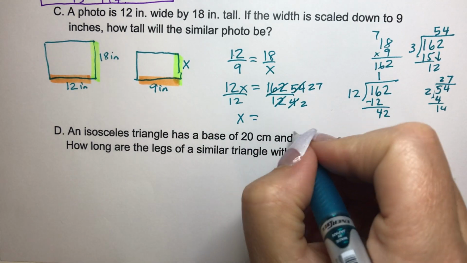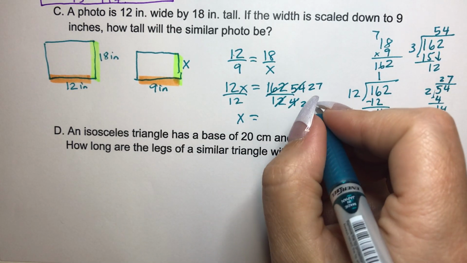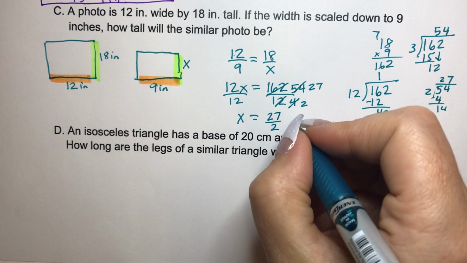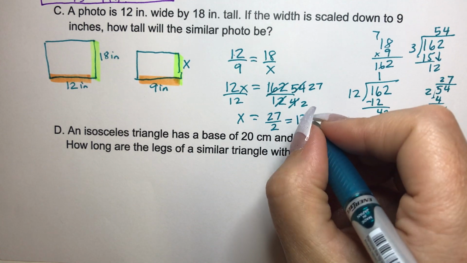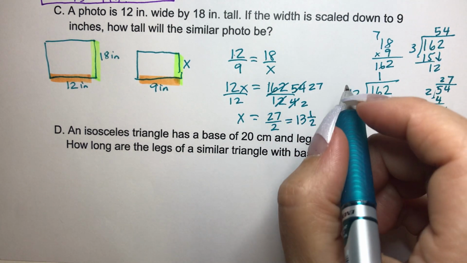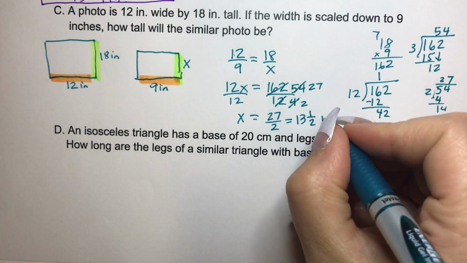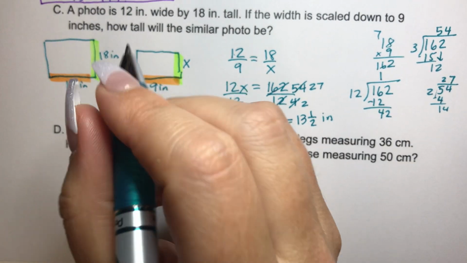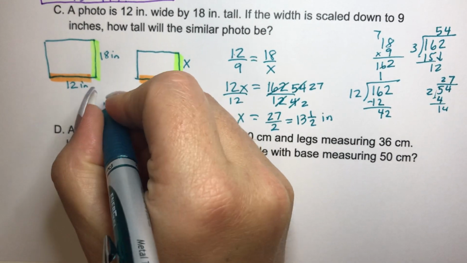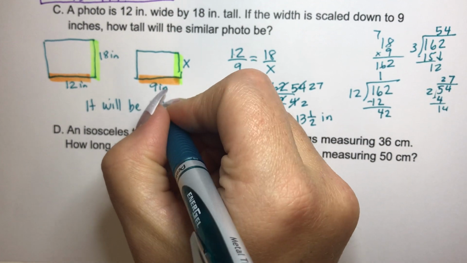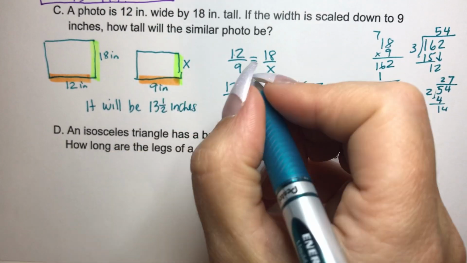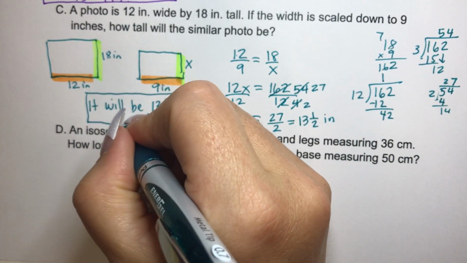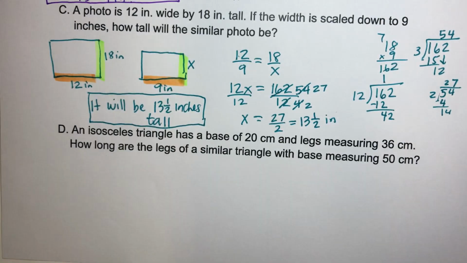Since we're talking about length, we can talk about 13.5 inches. Because 27 over 2, 2 goes in there 13 times with 1 left over, so 13.5 inches. So how tall will the similar photo be? It will be 13.5 inches tall. So if you got that right, great job. Good work, good work. Okay, let's go ahead and look at D.